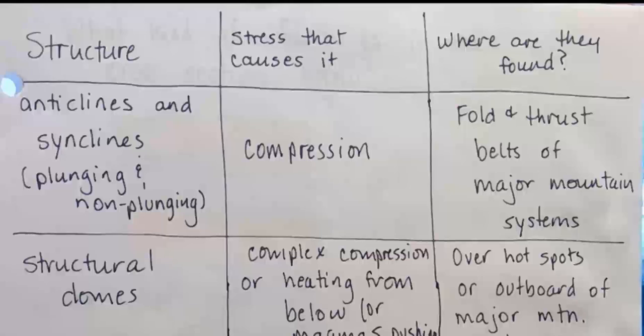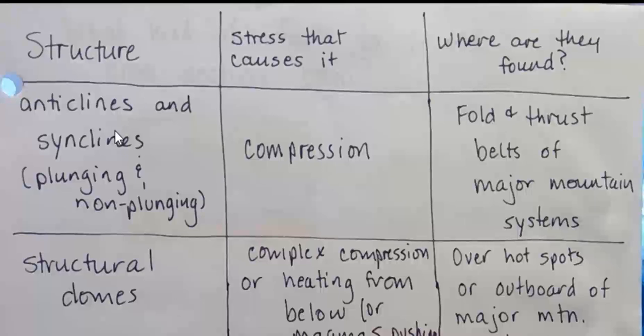Okay, we said that these different types of deformational structures are caused by stress. So we made a chart here with the structure in the first column. The second column is showing the type of stress that causes the structure. And then the third column indicates in what kinds of geologic settings, or in some cases you might think of them as geographic settings, are these structures found down in the crust.